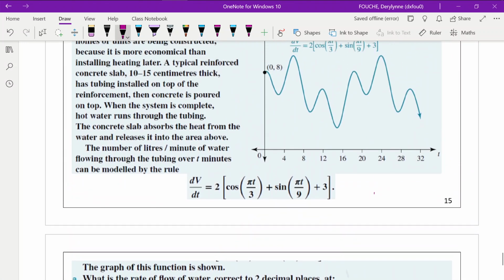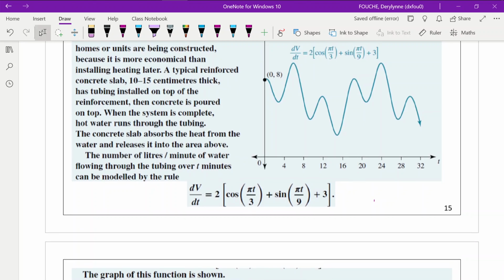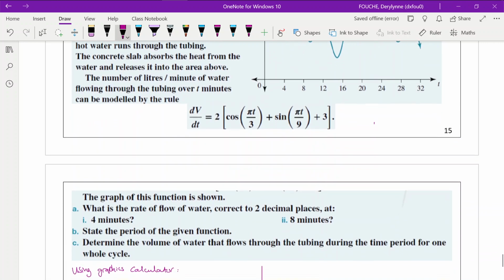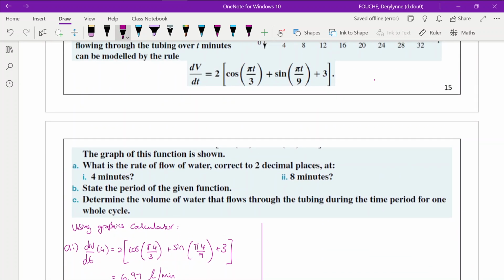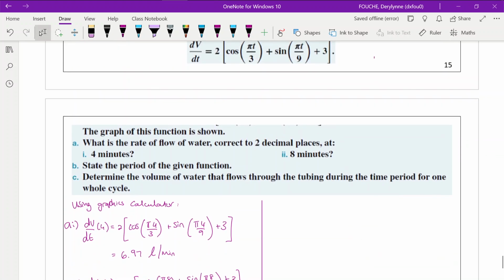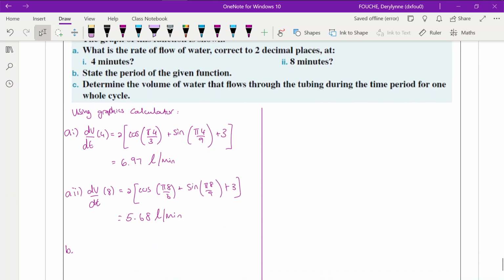Alright, now B says state the period of the function. Now, depending on how accurate the graph is, alright, you could have a look at your graph and see, well, it appears to be starting to repeat itself somewhere over there. Okay, so it looks like the period is 18 hours. This graph is not very accurate for that. Or what you can do is calculate the lowest common multiple of our 2 periods. Okay, because the lowest common multiple of the 2 different cos and sine graphs will give me our period. Okay, so let's have a quick look at that.